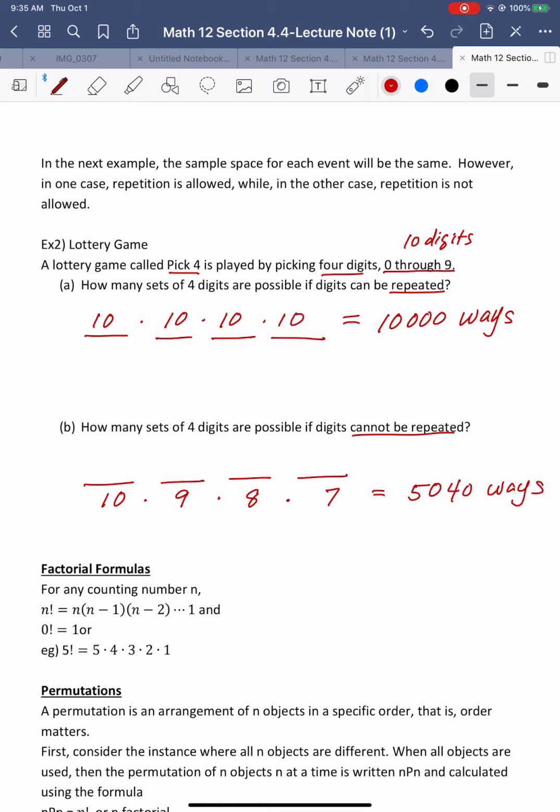And then I want to talk about factorial. For any counting number n, n factorial means starting from the number given and multiplying by always one number less, all the way down to 1. But 0 factorial we consider as 1. If 0 factorial were 0, everything would just be 0, so we don't want that to happen. So 5 factorial means 5 times 4 times 3 times 2 times 1.